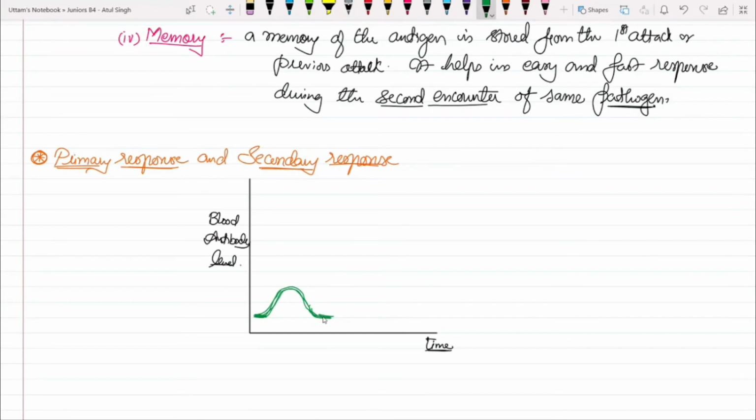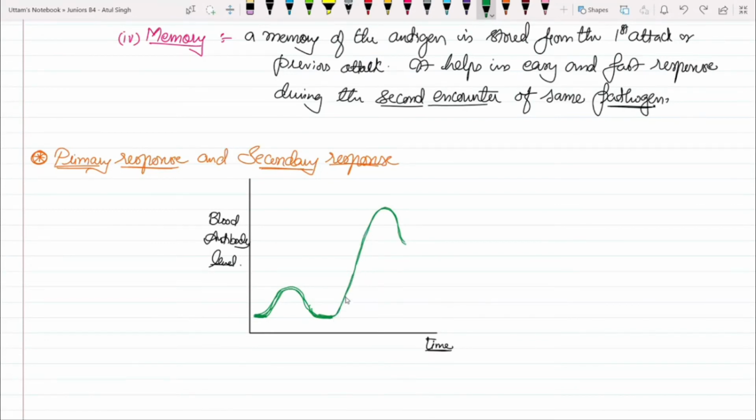Because when the pathogen enters your body the first time, your immune system must identify, recognize, then produce antibodies and all, right? Now when the same pathogen enters for the second time, already a memory is created because of the first attack. Because of which, within a very short time, the secondary response that is shown is comparatively very high. So antibody levels will be comparatively very high. And this is in general the case for IgG type of antibodies.